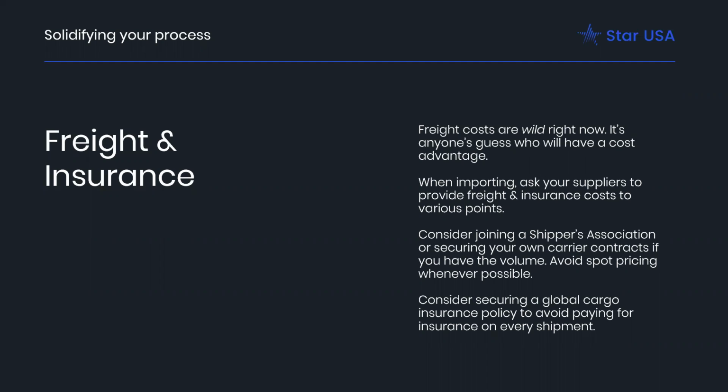You can also consider joining a shippers association or securing your own carrier contracts if you have the volume to do so. Shippers associations allow you to pool your volume with other shippers and hopefully use that volume to secure a lower price. You definitely want to avoid spot pricing wherever possible. It's much harder to do these days than it was a couple of years ago. You also want to consider securing a global insurance policy to avoid paying for insurance on every shipment. Most insurance underwriters will have the option to write you a global cargo insurance policy.